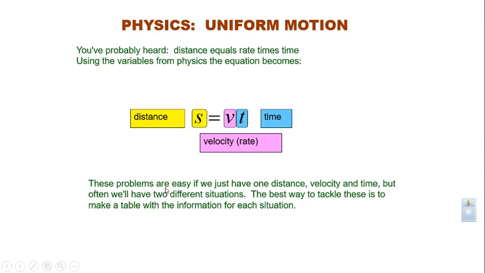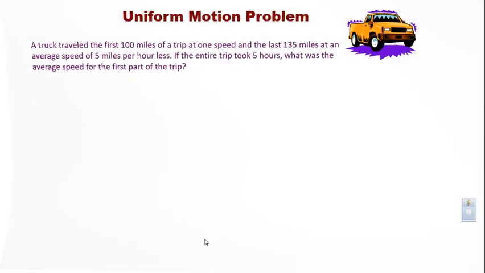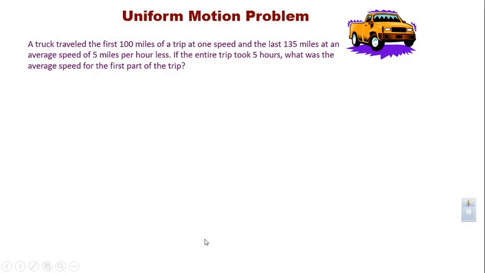A quick note here. These problems are easy if you have just one distance, velocity, and time, but often we'll have two different situations. The best way to tackle these is with a table to organize the information. So let's take a quick look at this uniform motion problem. A truck traveled the first 100 miles of a trip at one speed and the last 135 miles at an average speed of 5 miles per hour less. If the entire trip took 5 hours, what was the average speed for the first part of the trip?